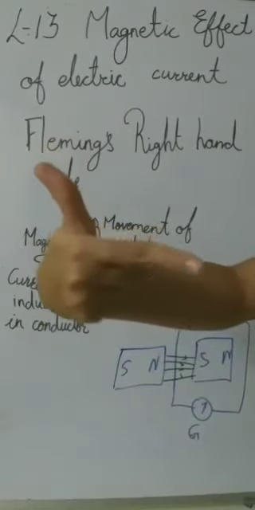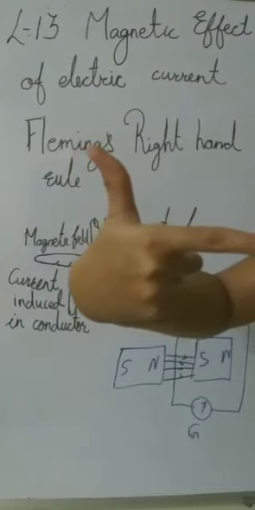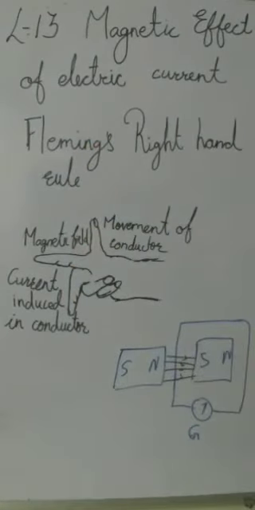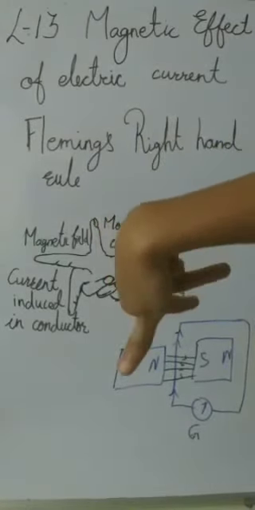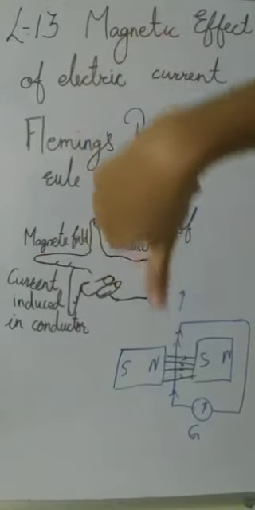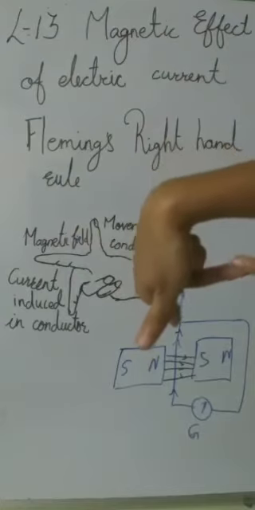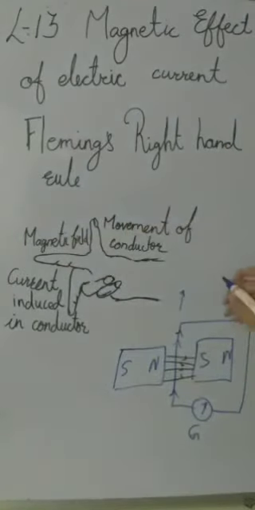Now my magnetic field is in this direction and I am moving my coil up. When I am moving my coil up, my middle finger is going backside. So my induced current is in this direction when I am moving my coil up. If I move my coil down and my magnetic field is in this direction, then my middle finger is coming this side. So my induced current is in this direction. So with the help of Fleming's right hand rule, we can know the direction of induced current.